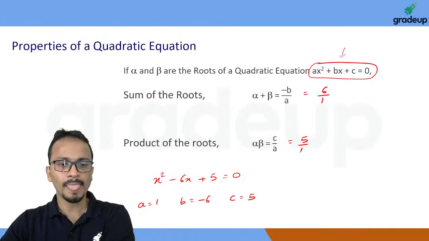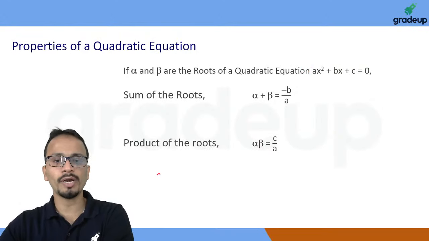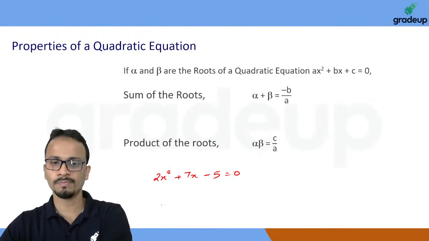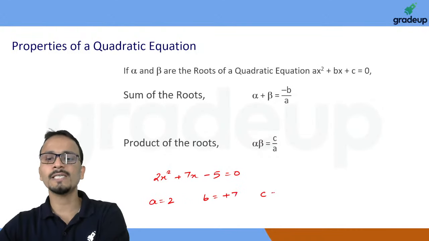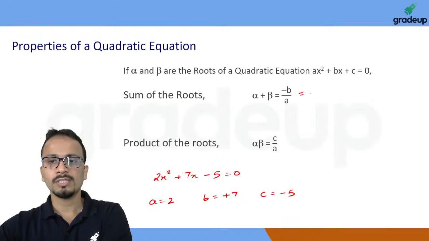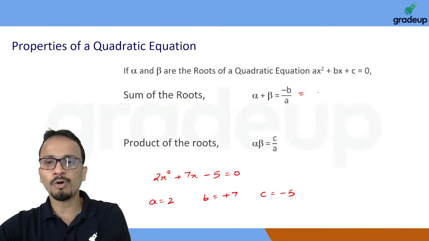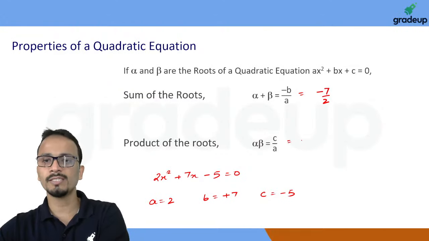All right, I'll take one more quick example. Let's say the quadratic equation is 2x square plus 7x minus 5 equal to 0. So here the value of a is 2, the value of b is plus 7, the value of c is minus 5. So the sum of the roots, that is minus b upon a, is minus 7 upon 2, and the product of the roots is minus 5 upon 2.